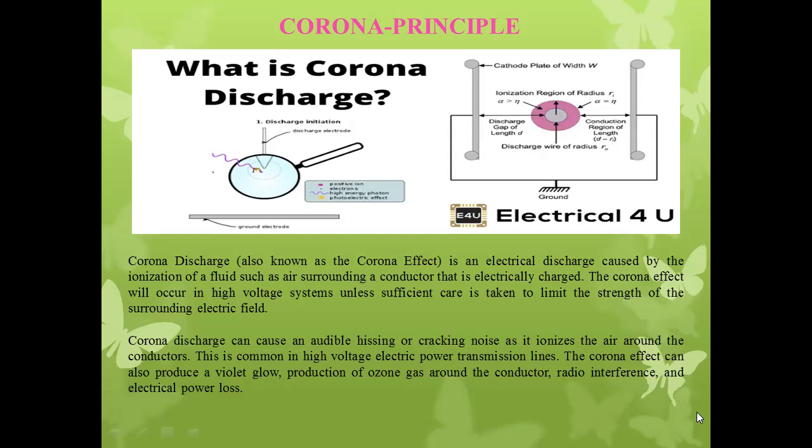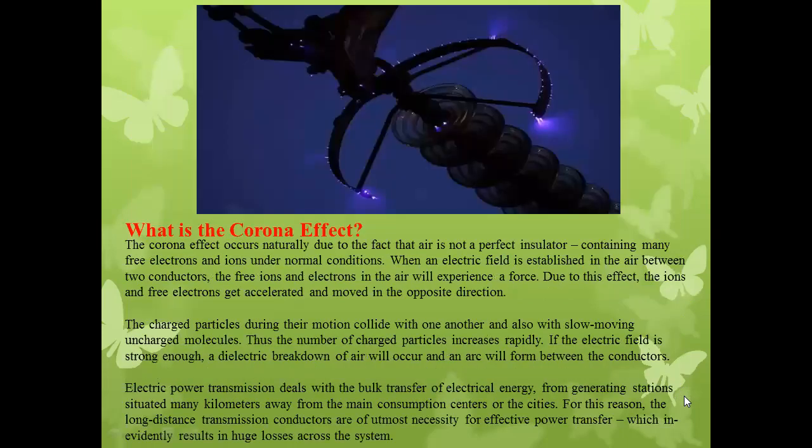The corona effect can also produce a violet glow. So the color for the corona discharge will be a violet glow. Along with the violet glow, there will be production of ozone gas around the conductors. Radio interference is also caused by the corona discharge, and electrical power loss will take place due to the corona loss. The corona effect occurs naturally due to the fact that air is not a perfect insulator.